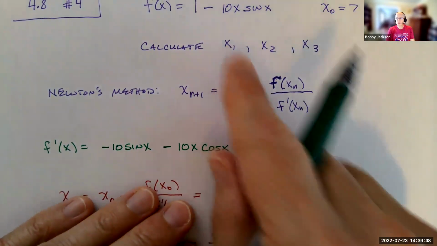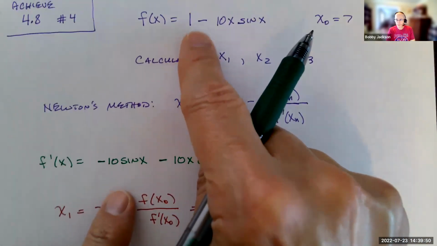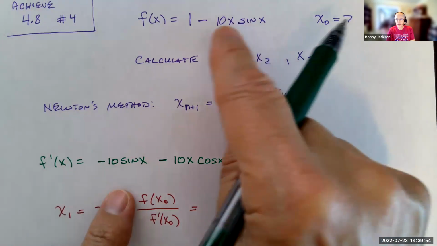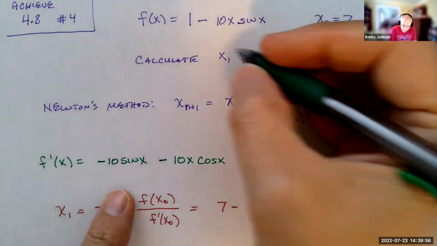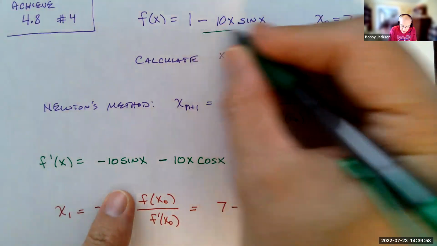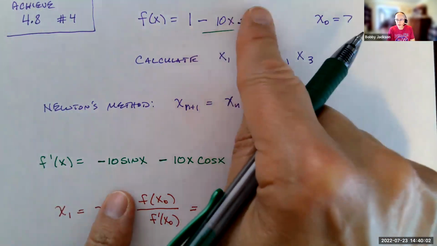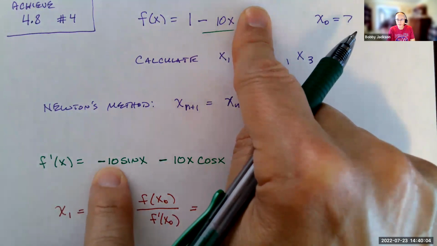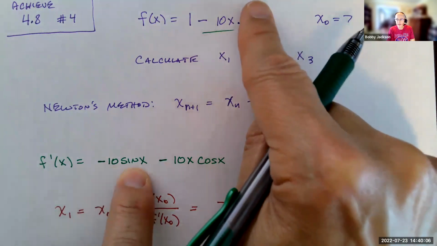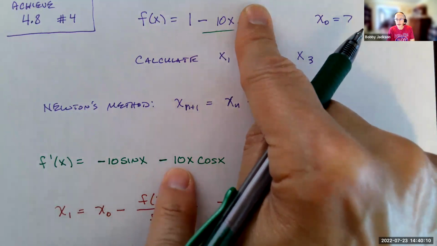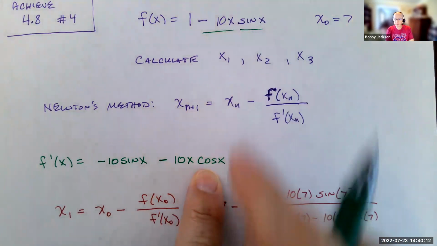So we do need the derivative. I'm going to find the derivative. The derivative of 1 is 0, and then I've got negative 10x sine of x. I need to use the product rule on that, since I have negative 10x times the sine of x, so we don't forget that negative is there. Taking the derivative of negative 10x gives me negative 10 times sine of x. And then I've got negative 10x times the derivative of sine x, which is just cosine of x.